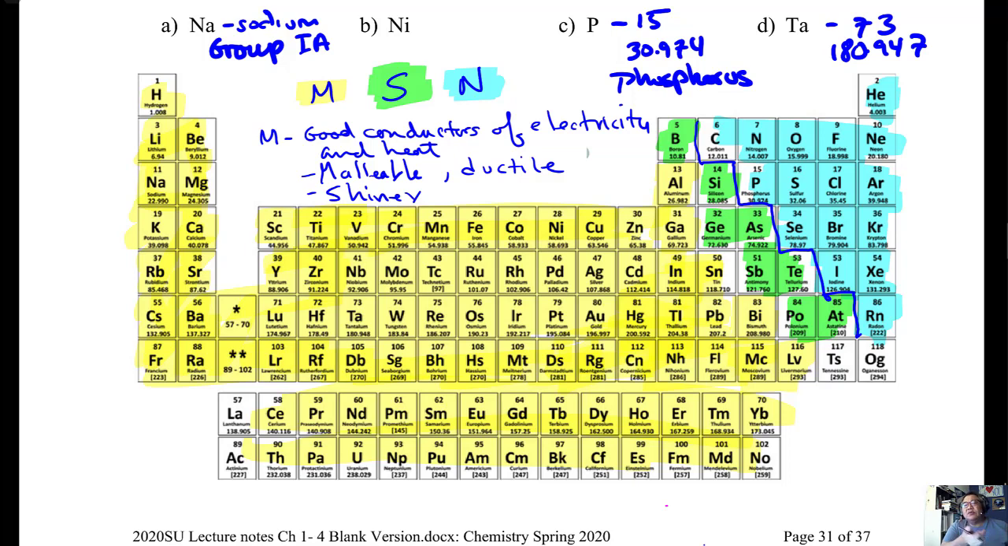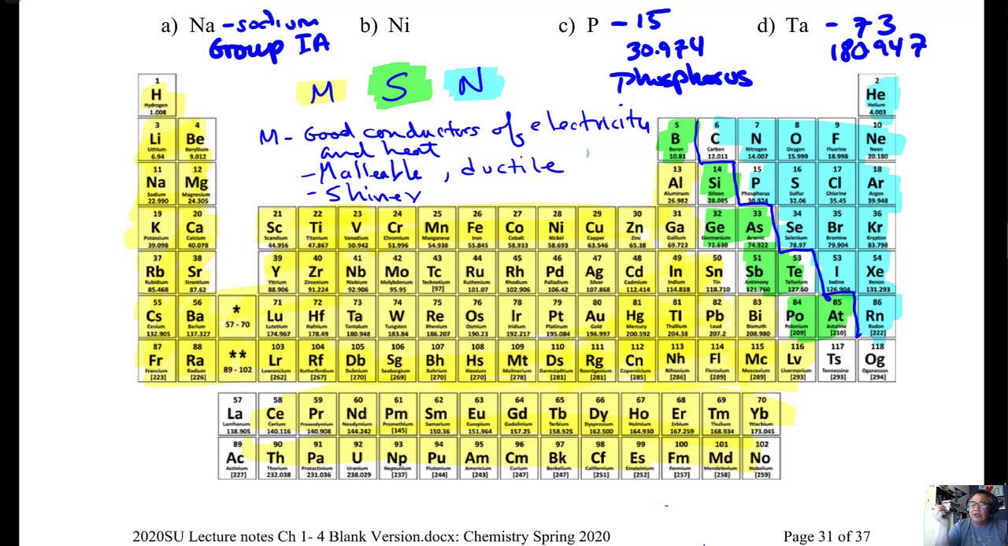Non-metals tend to not have those properties. They're not good conductors of electricity and heat. They're not malleable. Many of them are brittle, and they don't tend to be shiny. And the semi-metals are in between there somewhere. They have some properties of metals and some properties of non-metals.